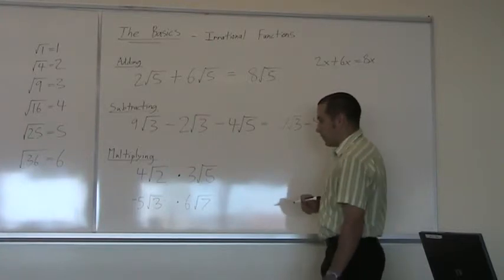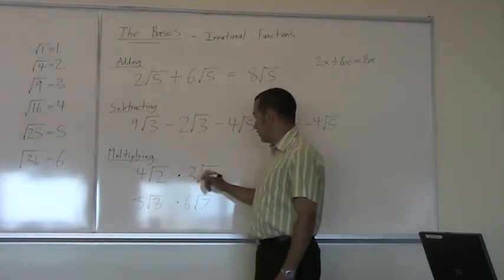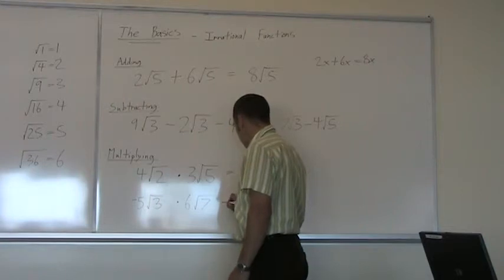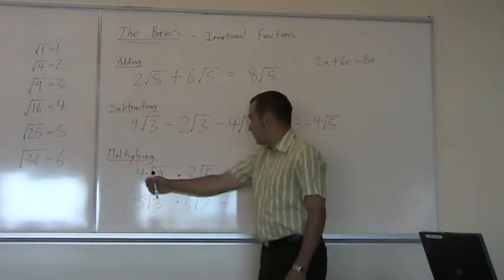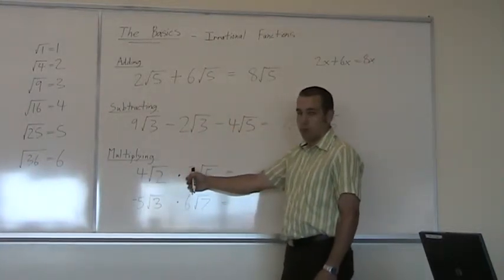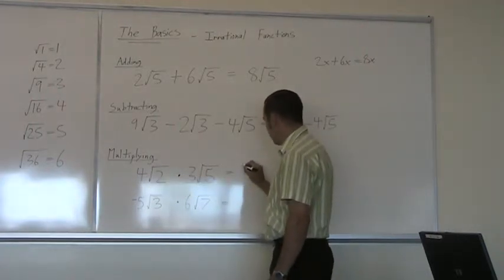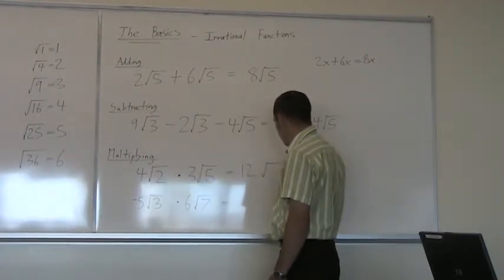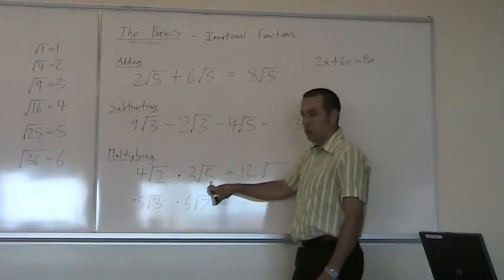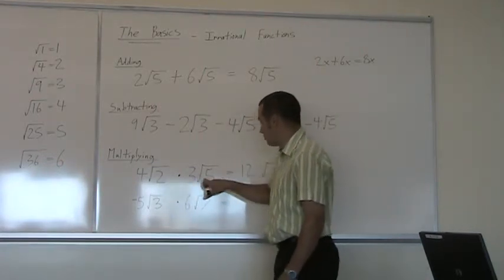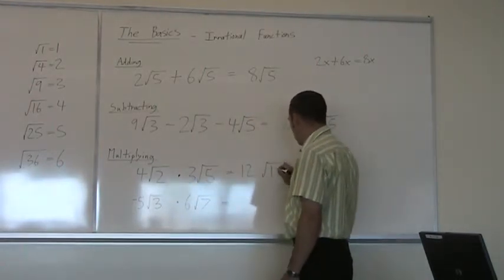Easy enough. Multiplying. Also easy. Again, you take the two numbers in front of the square root, multiply them together. 4 times 3 gives you 12. Then take the two numbers under the square root and multiply them together. So 2 times 5 gives you 10. So it's 12 square root 10.